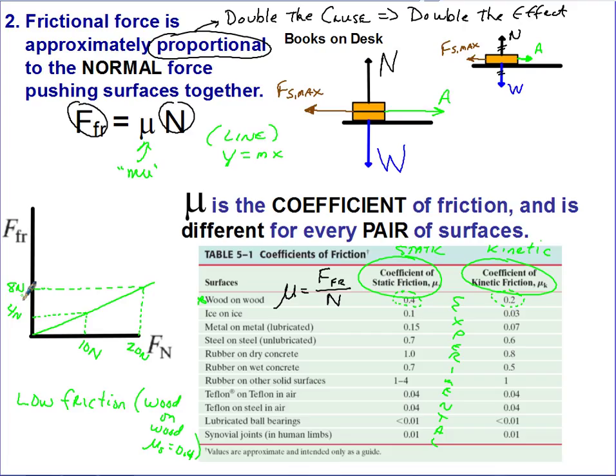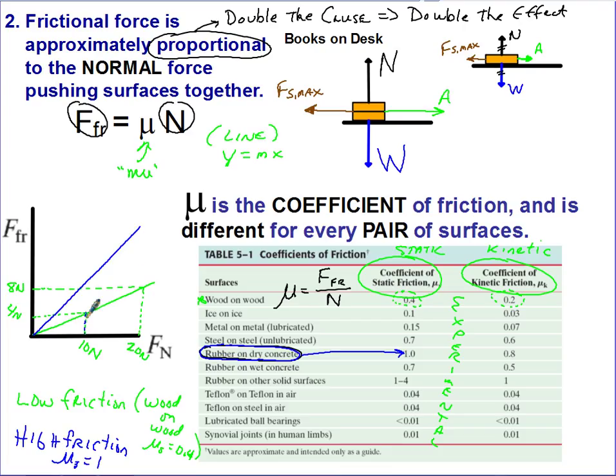Now, if I had a high friction surface, let's consider rubber on dry concrete. Okay, so let's use blue for that one. If I take rubber on dry concrete, I see I have a different value of mu sub s. Mu sub s here is 1.0 as opposed to 0.4. So now when I go to draw the relationship between frictional force and normal force for this, let's do this as high friction, where mu sub s is equal to 1. What I see here is a much steeper slope. Okay, so for a 10 Newton normal force, I would have about 10 newtons of friction. For a 20 Newton normal force, I'd have 20 newtons of friction.